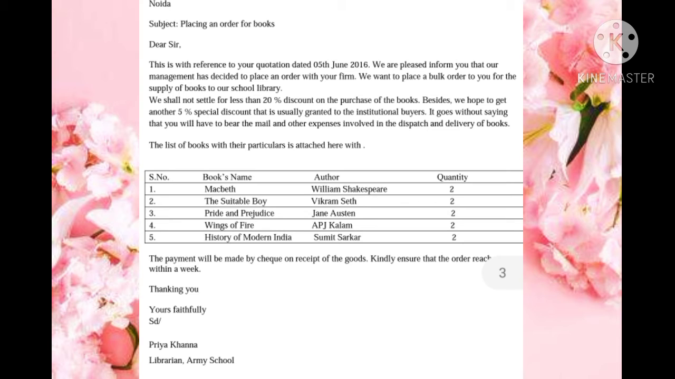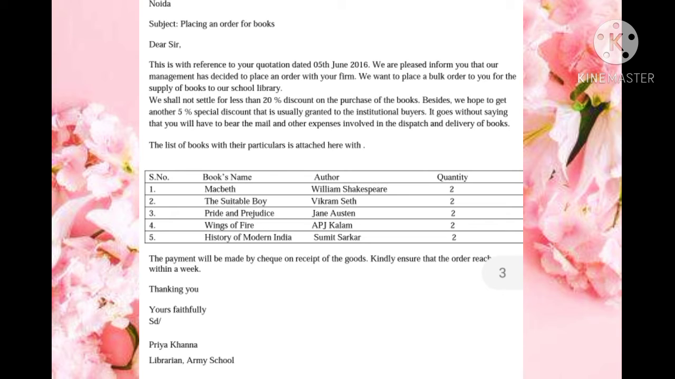Now the list of books is mentioned over here. Since it is for the library, some story books are listed, and the exact quantities are also mentioned. Macbeth, they want 2; A Suitable Boy, they want 2 books. So the quantity is also clearly mentioned. You can make a box like this and mention it in a very orderly manner. You can place your order.